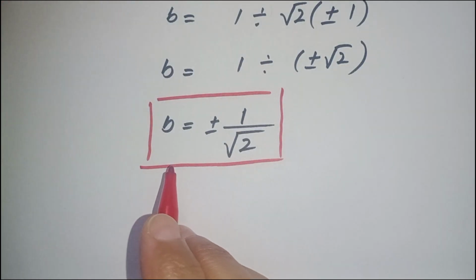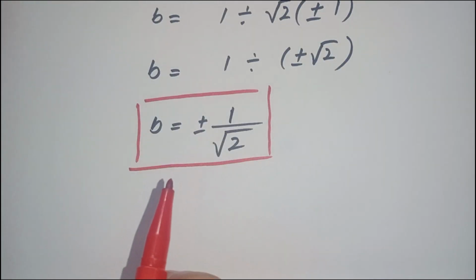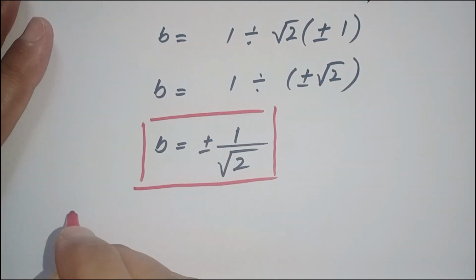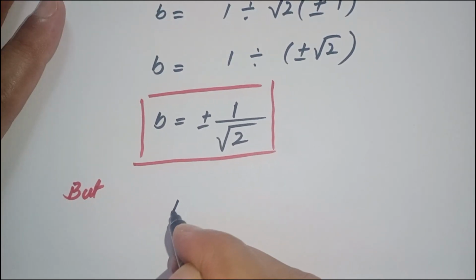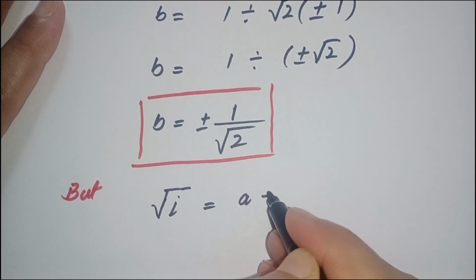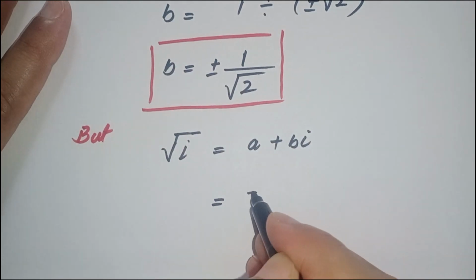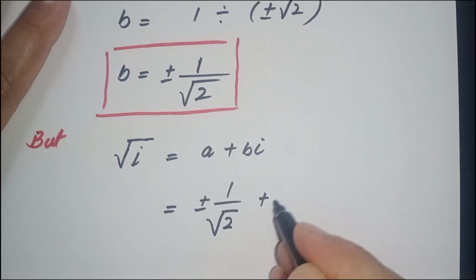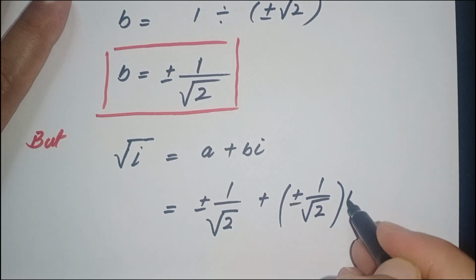So we have the value of b and we have the value of a. We can use these two values of a and b. Recall that we supposed in the start of this video that square root i is equal to a plus bi. So we will plug the values of a and b into this equation. We will get plus or minus 1 over square root 2, plus bracket plus or minus 1 over square root 2 bracket close times i.